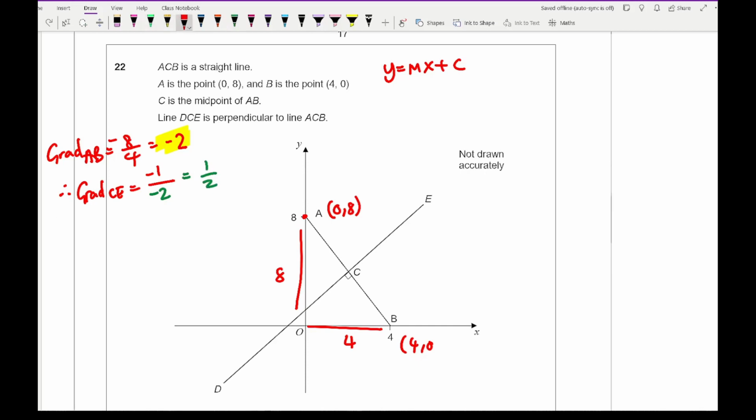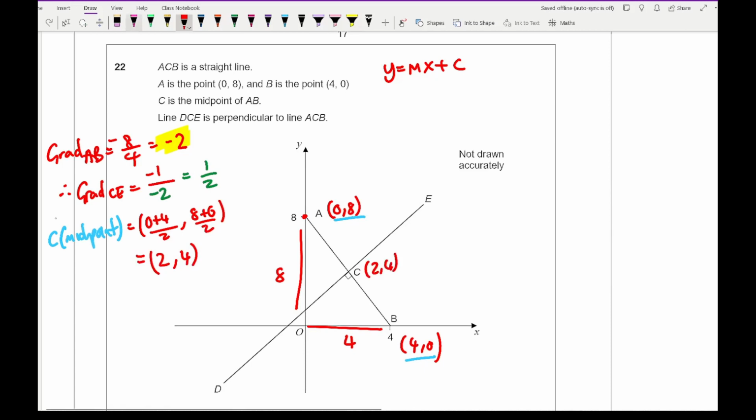Now the next thing we need to do is work out the coordinate of C. C is the midpoint. So to work out the midpoint between the two coordinates 0, 8 and 4, 0, we add the two x ordinates, so we've got 0 plus 4, and divide by 2. And for the midpoint between the y ordinates, we add the two y ordinates, so we've got 8 plus 0, divided by 2. That gives me 4 divided by 2, which is 2, and 8 divided by 2, which is 4. So there is my coordinate of C.